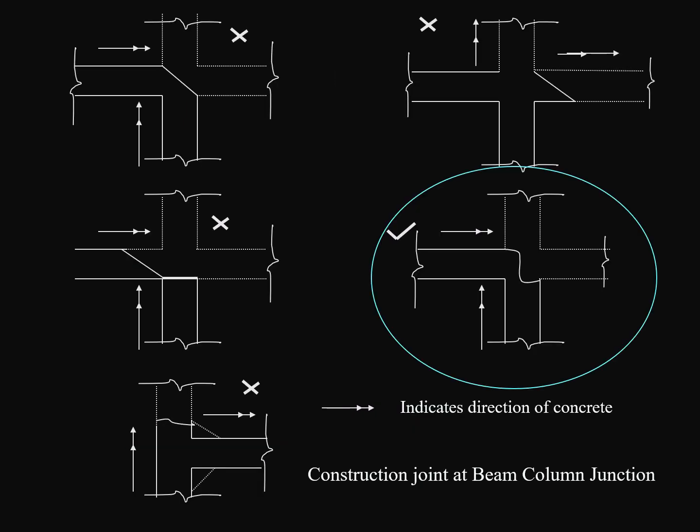You can see the construction joint at beam and column junction. The last one is correct, to extend the concrete for column and beam junction. The other three, they are not. Other four, they are not correct. The arrow mark indicates the direction of concrete to be extended.